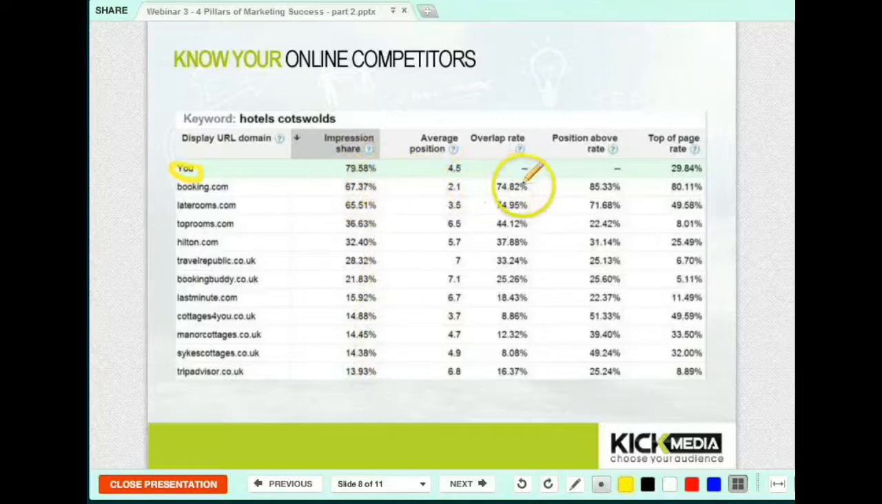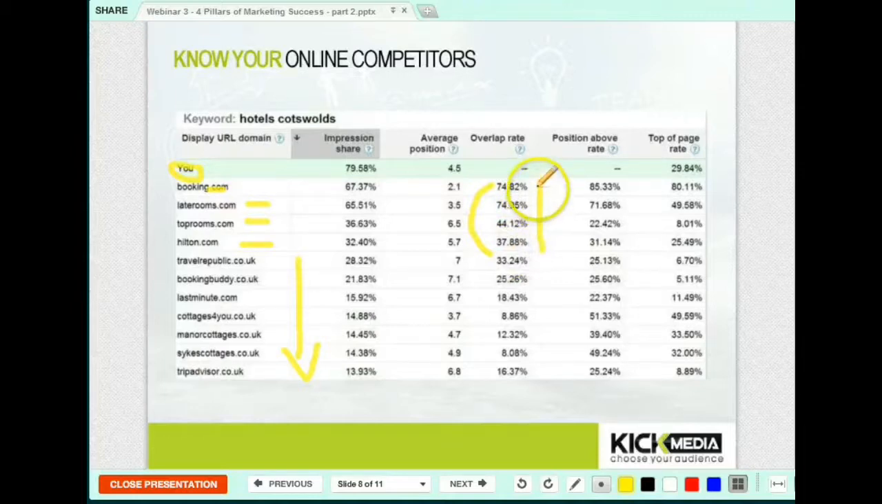Now, what's also important is the overlap rate. So these are going to be your top competitors here, here, here, and here, because they're showing 60, 65, 30, 32% of the time. Anything below that is obviously less important because they're not showing as much as you, but you want to see what the overlap rate is. So here you can see these potential competitors are showing, these two showing 74% of the time you're showing, and 40 and 30. So these are your top 4 competitors.